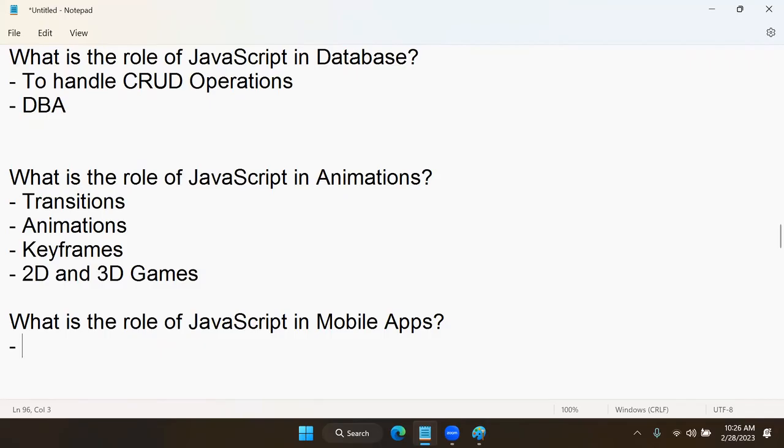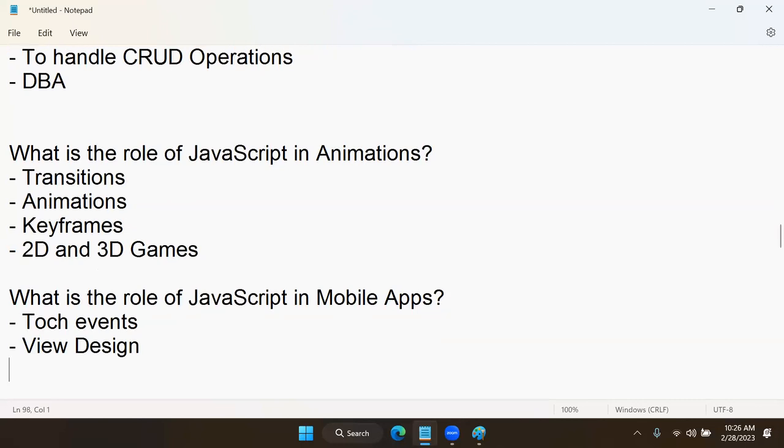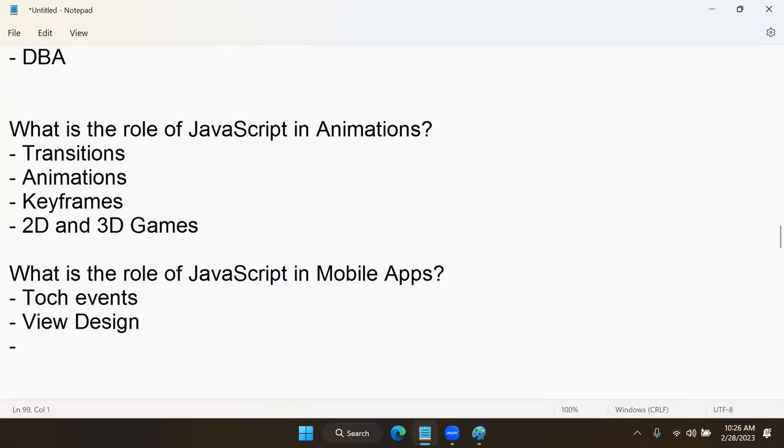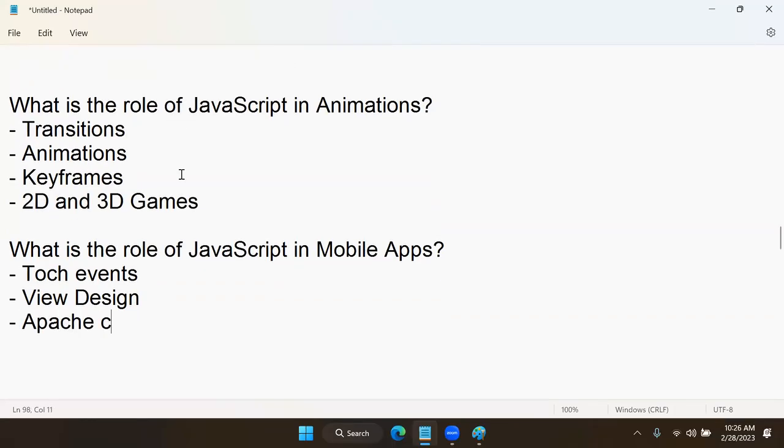That means you have seen a lot of touch events, touch interactions, right? So a lot of touch interactions, a lot of effective UI, view designing, all these are done by using JavaScript only. And there are so many frameworks which use JavaScript for mobile development. You might have heard about Apache Cordova. You might have heard about Ionic. You might have heard about NativeScript. These all frameworks use JavaScript for mobile development.